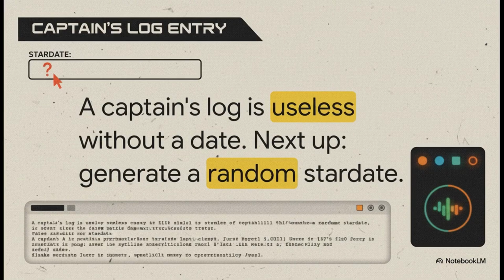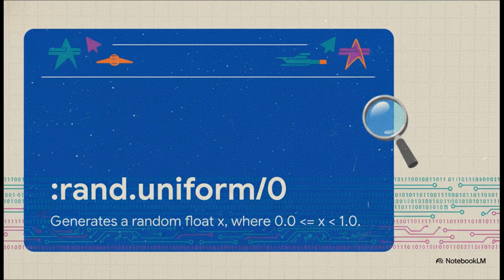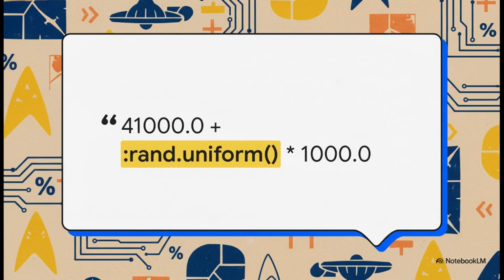Every Captain's Log needs a date. Let's generate a random start date for ours. Here's the twist. Elixir doesn't have a built-in way to generate random floats. The answer lies in Erlang's standard library. We call :rand.uniform to get a random float. We use that function to generate a star date between 41,000 and 42,000.